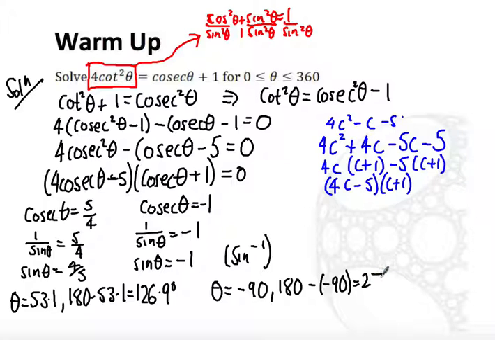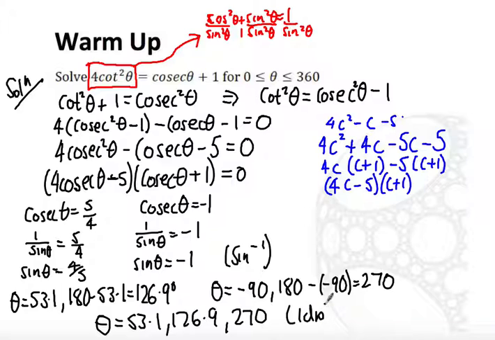And actually 1 and minus 1 are special values for the sine curve because there's only one value equal to 1 and minus 1 in the range 0 to 360. So my final answer will be 53.1 degrees, 126.9 degrees, and 270 degrees given to one decimal place. Okay, I hope that made sense and that you were able to follow my solution.